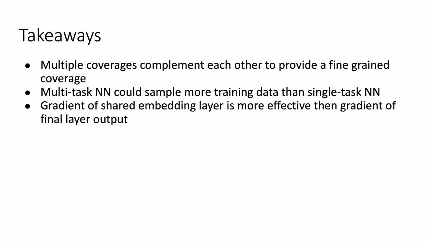Takeaway: multiple coverage complement each other to provide fine-grained coverage. Multitask neural network can sample more training data than single-task neural network in fuzzing. Gradient of shared embedding layer is more effective than gradient of final layer.